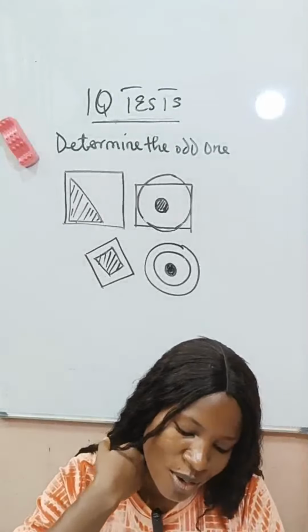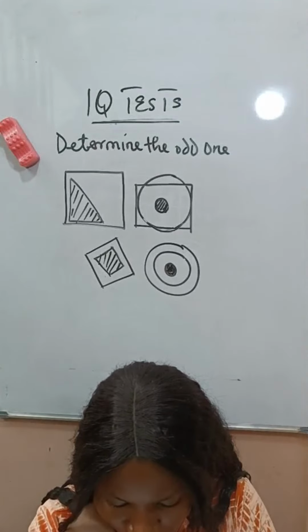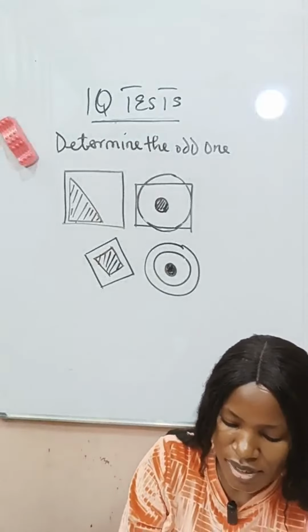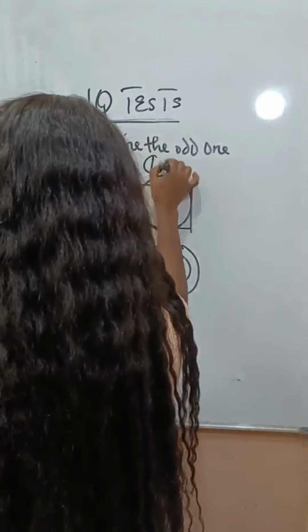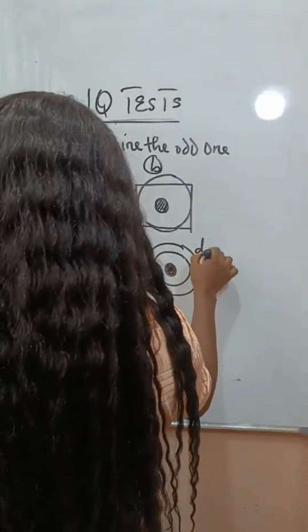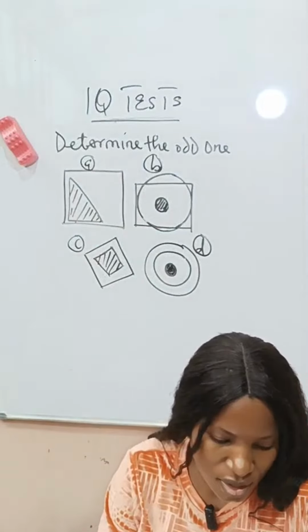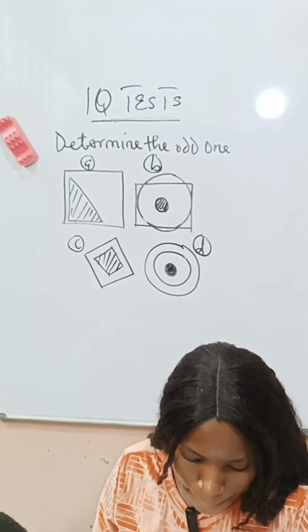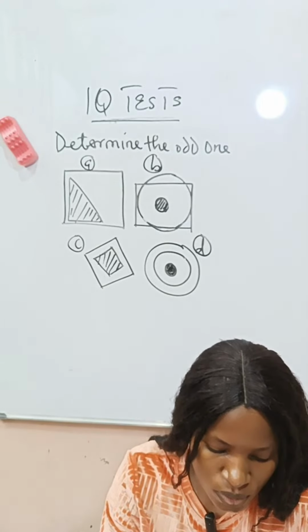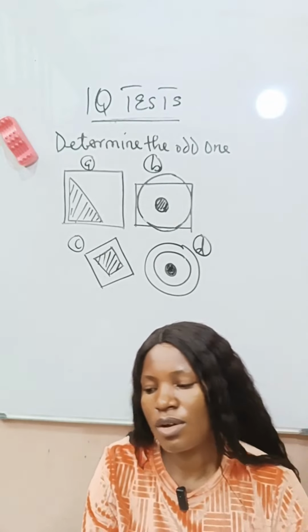So determine the odd one out. We have four options there. Maybe I should just label them A, B, C, D so that it's easy for people to say. So this is A, this is B, this is C, and this is D. Which one is the odd one out?